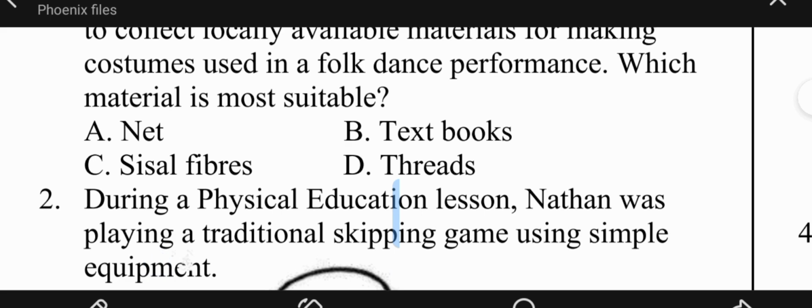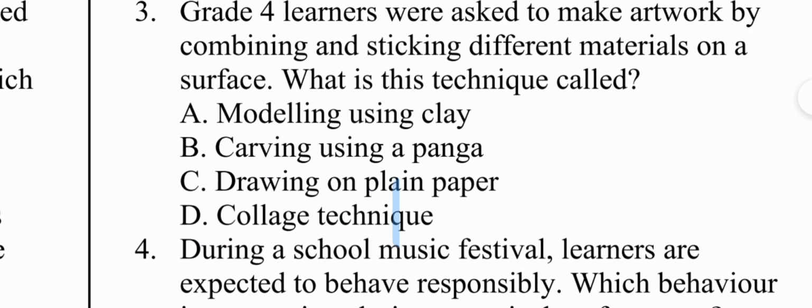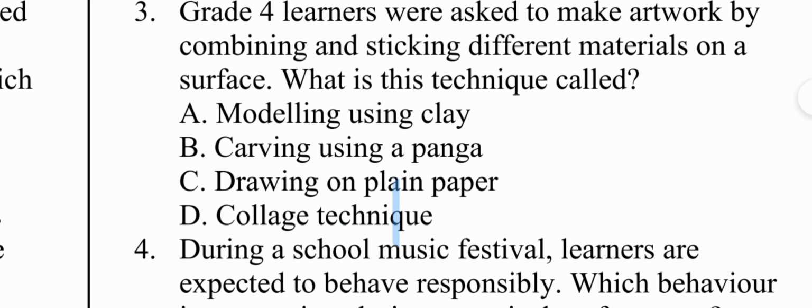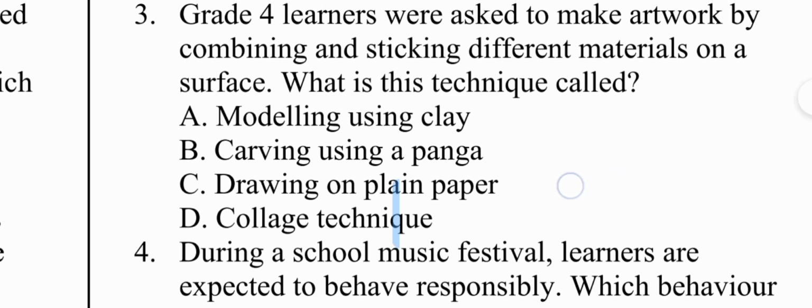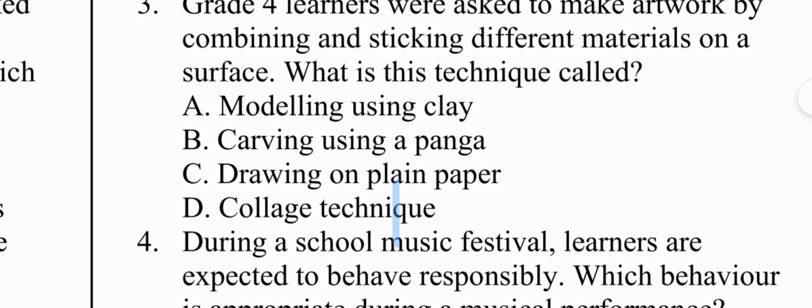We go to number three. Number three says, learners were asked to make artwork by combining and sticking different materials on a surface. What is the technique called? So when you stick different materials, that one is collage. Same material, that one is mosaic. But now we talk about collage, sticking different materials. The correct answer is D.